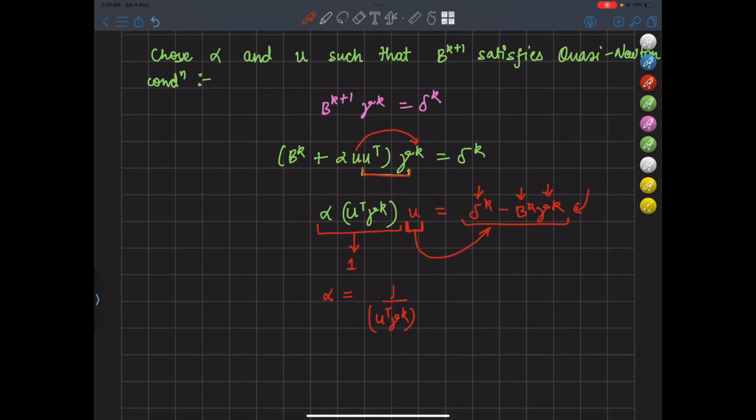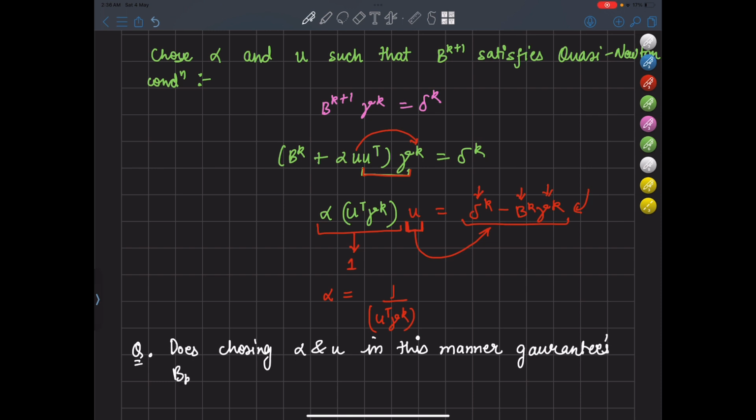So this is one of the ways in which we can choose alpha and u, which will ensure that bk plus 1 satisfies the quasi-Newton condition. All right, but one question that still lingers on is, does choosing alpha and u in this manner guarantee bk plus 1 to be positive definite?